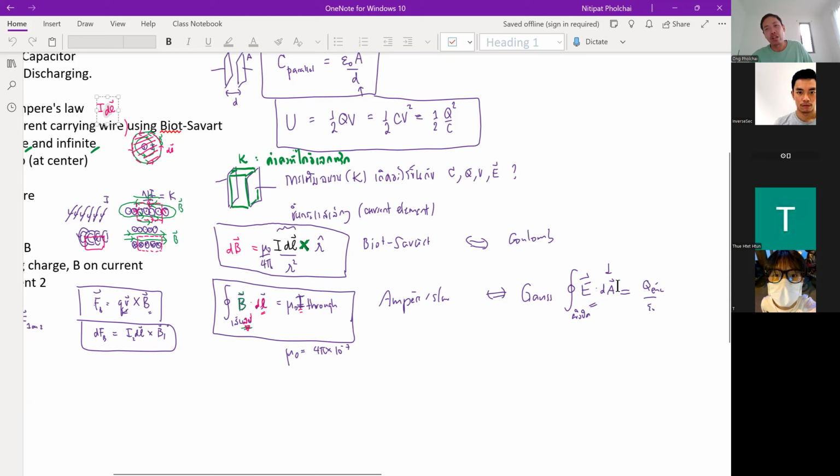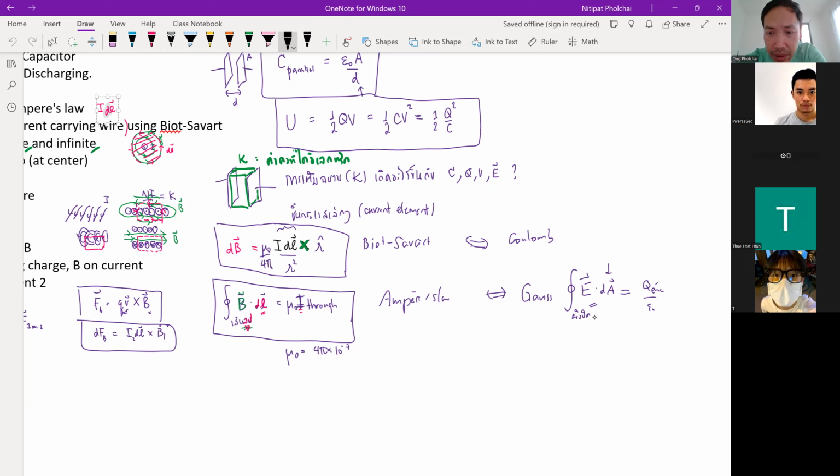So dA is the closed surface. But the left-hand side of Ampere's law is a line integral. Gauss's law is a surface integral, but Ampere's law is a line integral. That's the main difference. This is a surface integral.